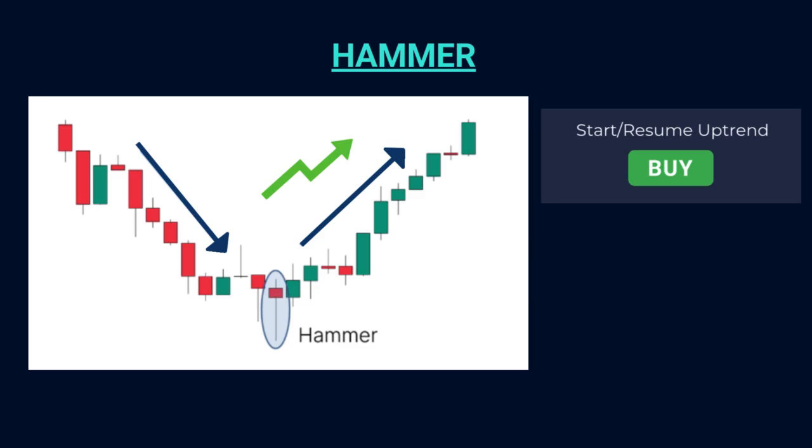Before initiating a trade, investors should keep certain points in mind. First, it should be created at the end of a downtrend, and there should be at least 2 to 3 bearish candles before the formation of a hammer. The lower shadow should be 2 to 3 times longer than the body of the candle.